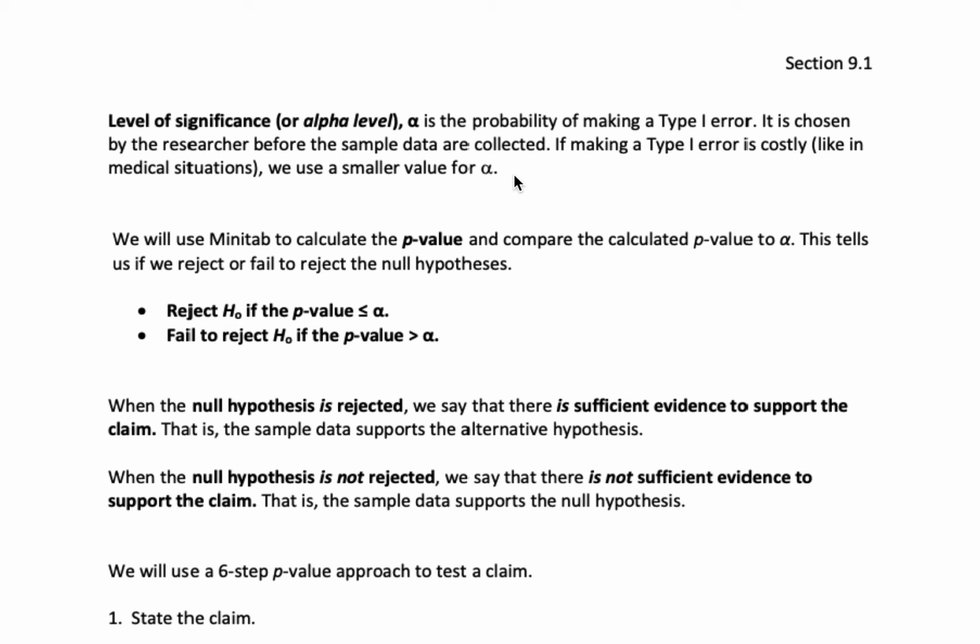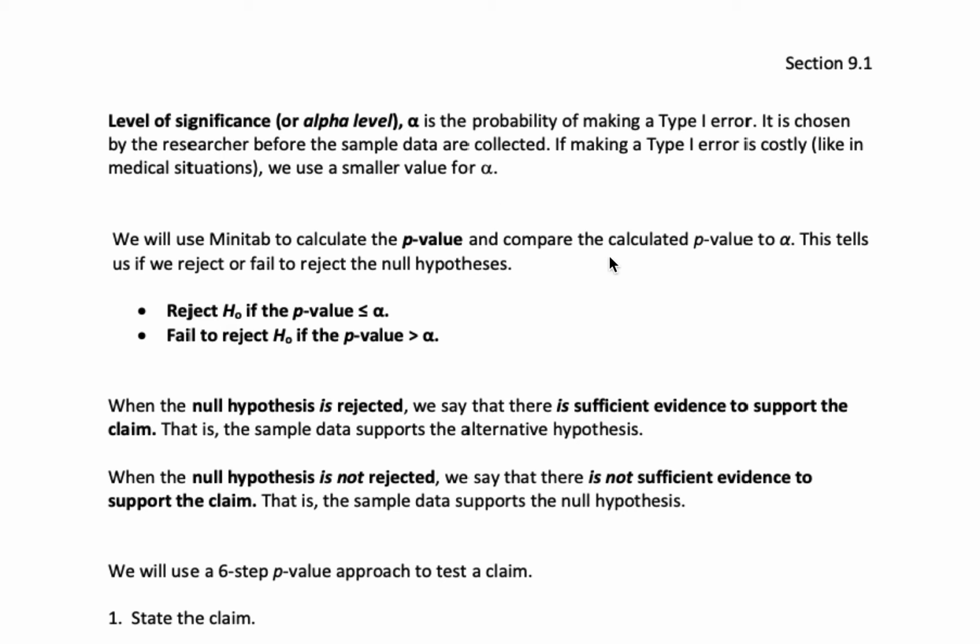So in situations where we want to make especially sure that we are not making a type 1 error, so situations like medical research, where it could be a life and death situation, we use a smaller value for alpha because that makes us more sure of our results. In situations where it's not life or death and it's not quite as serious, then we can have a higher value for alpha. So what we're going to do is we're going to use Minitab to calculate what's called the p-value. And we'll talk about how to do that in a minute.